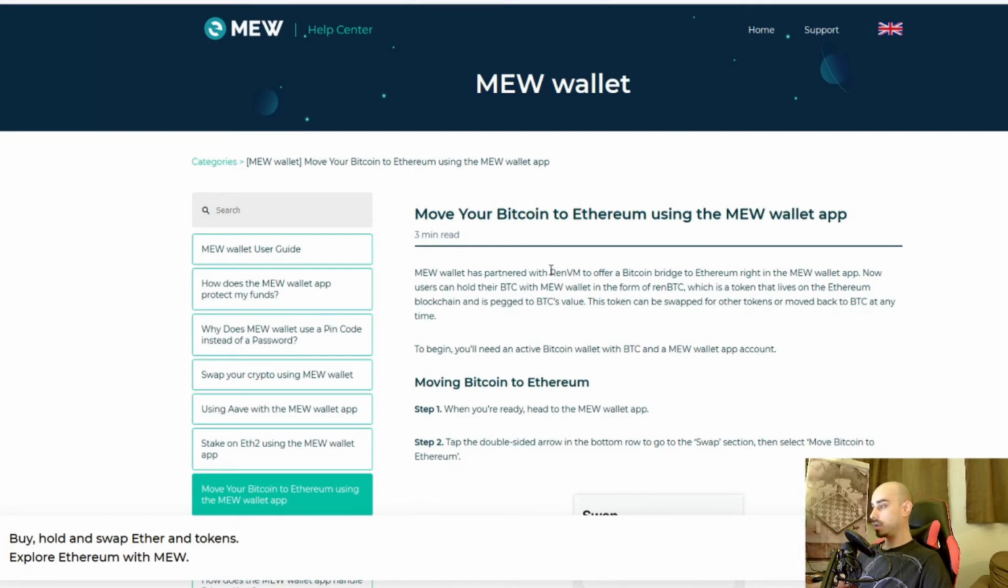Essentially, they're using the Ren Virtual Machine to allow you to bridge Bitcoin or other assets directly on Ethereum through their wallet. So again, they're making it very simple for users to bridge their assets in different wallets and applications. So, a very nice way to use the Ren Virtual Machine. So that's it for the fundamental analysis. Now I want to jump into some technical analysis and see what we can expect for Ren in the short term or in the longer term.